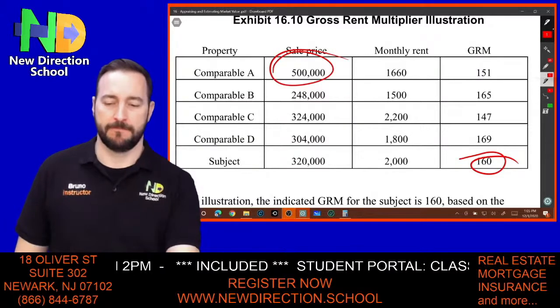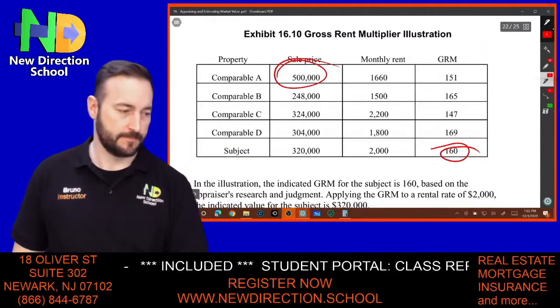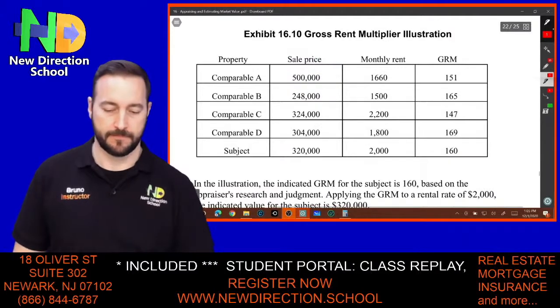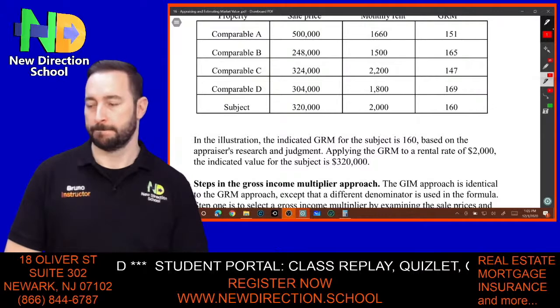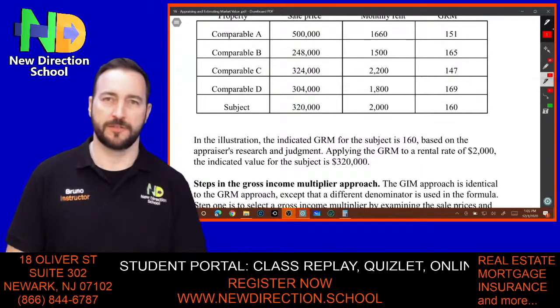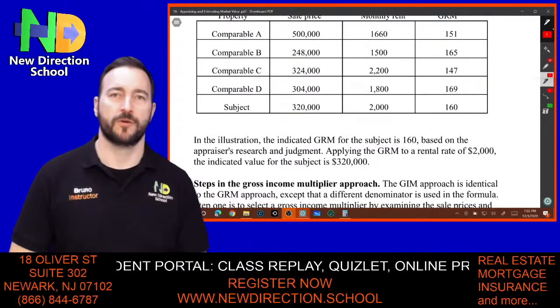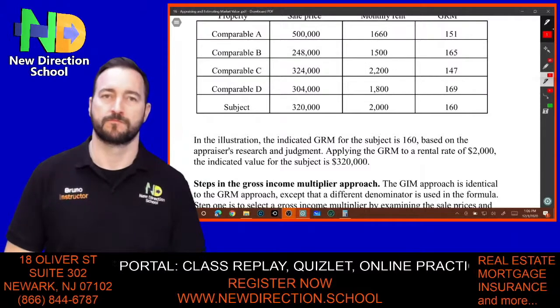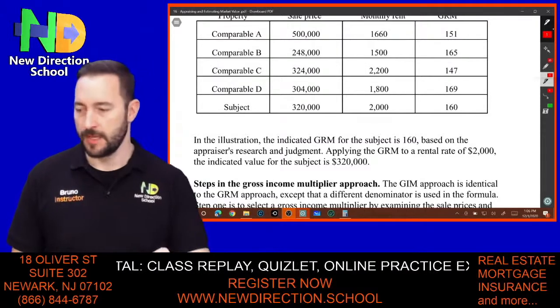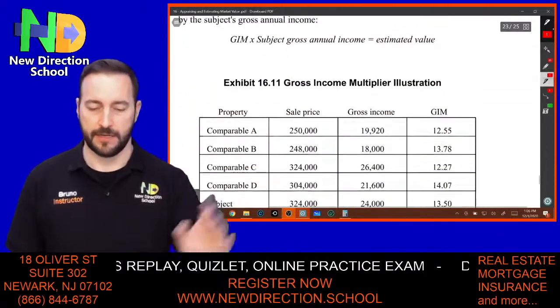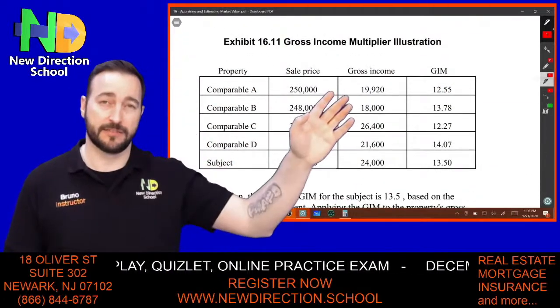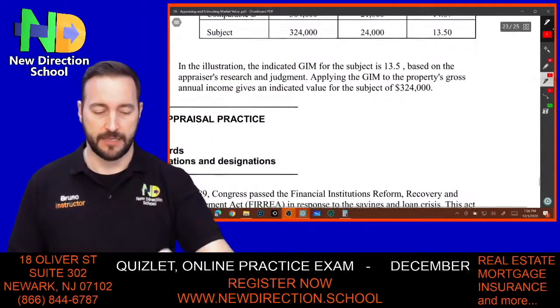Any questions? Questions? Questions? All right, so the next thing we have, the GIM is calculated the same way as the GRM, so I'm going to skip that.